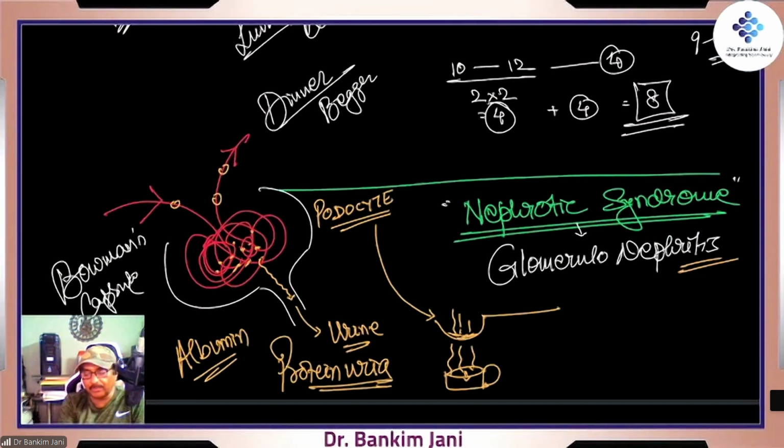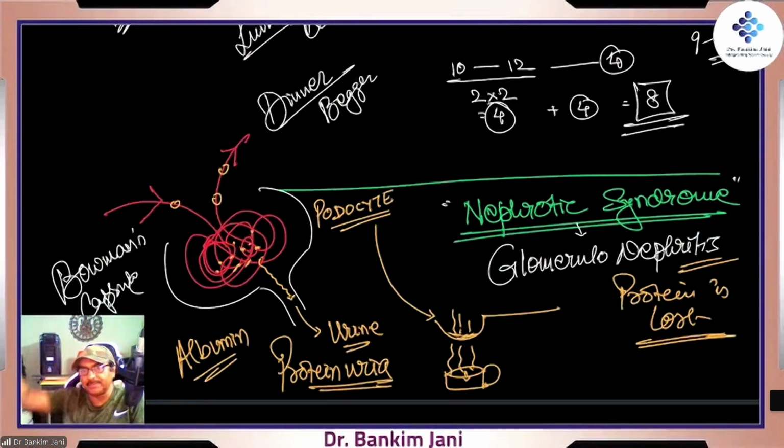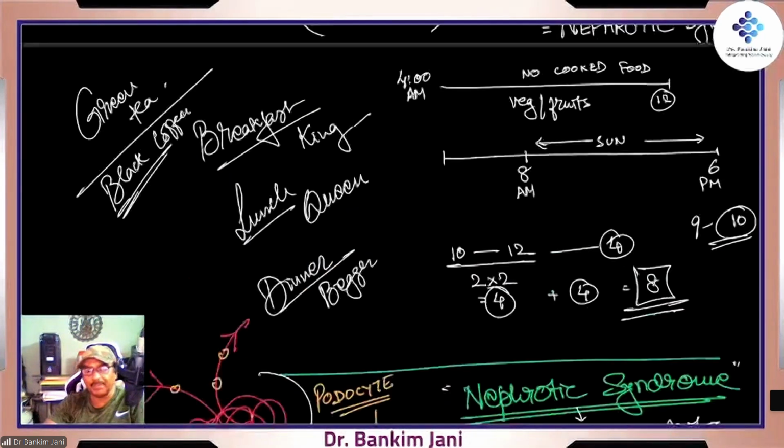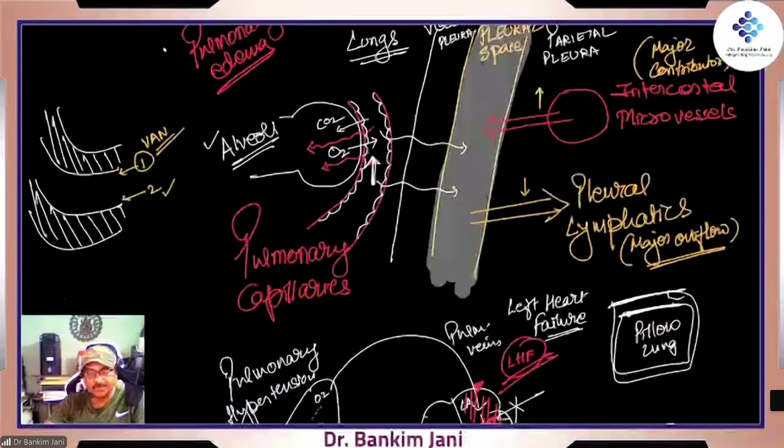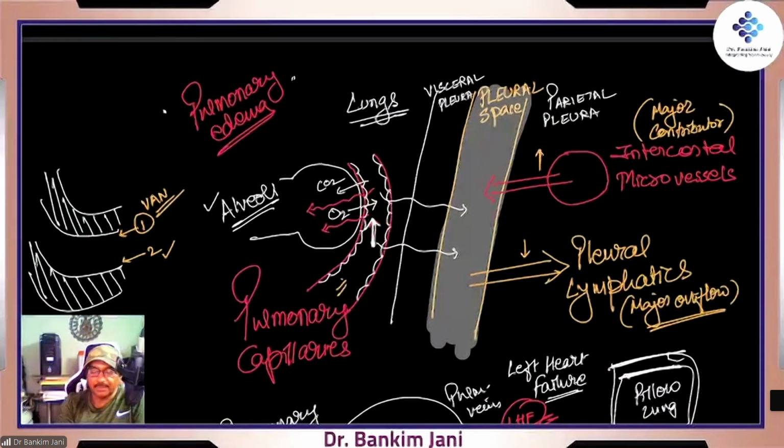Even here, the body understands that protein is lost. The moment protein is lost from the body, there would be decreased oncotic pressure in the pulmonary capillaries. Decreased oncotic pressure can't hold the water. That water goes here, into the pleura, and it leads to pleural effusion.